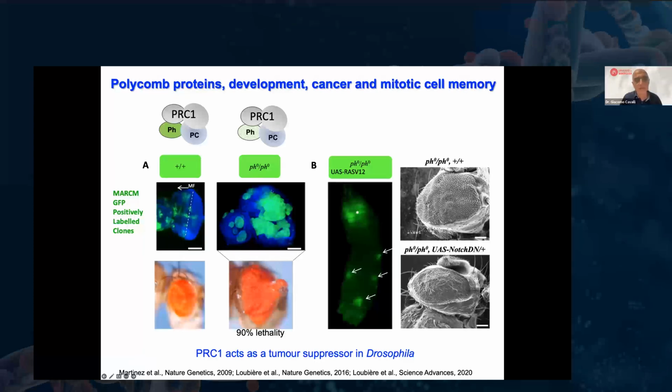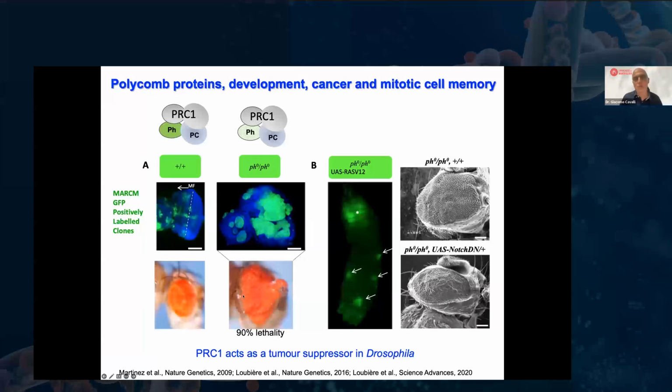They are just marked by GFP and they get normalized. But if instead you ablate PRC1 by null mutation in a critical subunit like polyhomeotic, now you see that these clones are growing huge. They are marked by GFP and they are really invading the whole tissue. And actually most larvae are killed and only 10% survive, but they are severely abnormal.